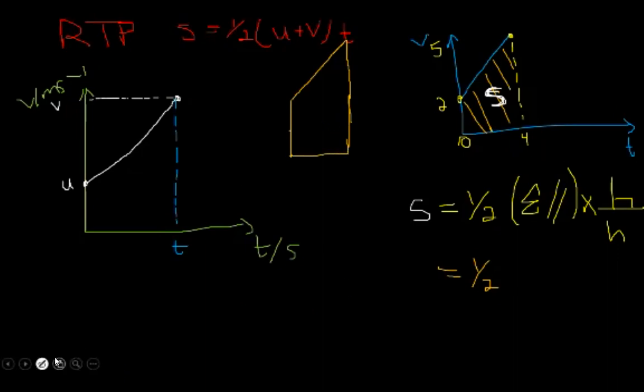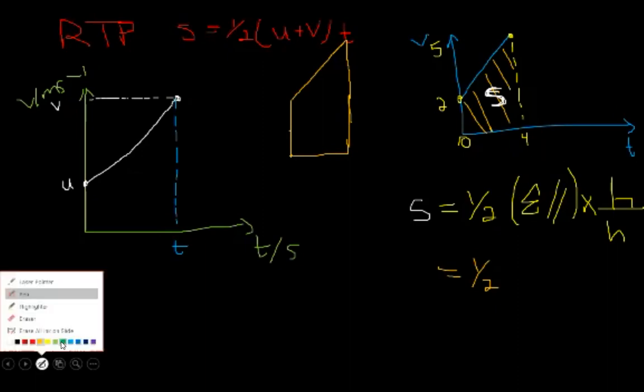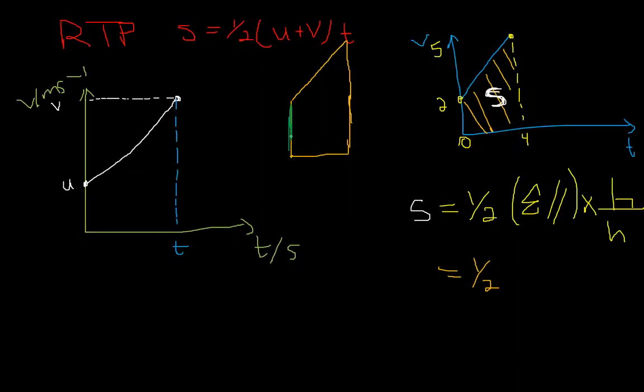The parallel sides would be these two sides here, this and this. Those are my parallel sides. What's the value of the parallel sides? Well, from here, it's 0 to 2, right? So this side is 2. Here, it's 0 to 5, so the length is 5.